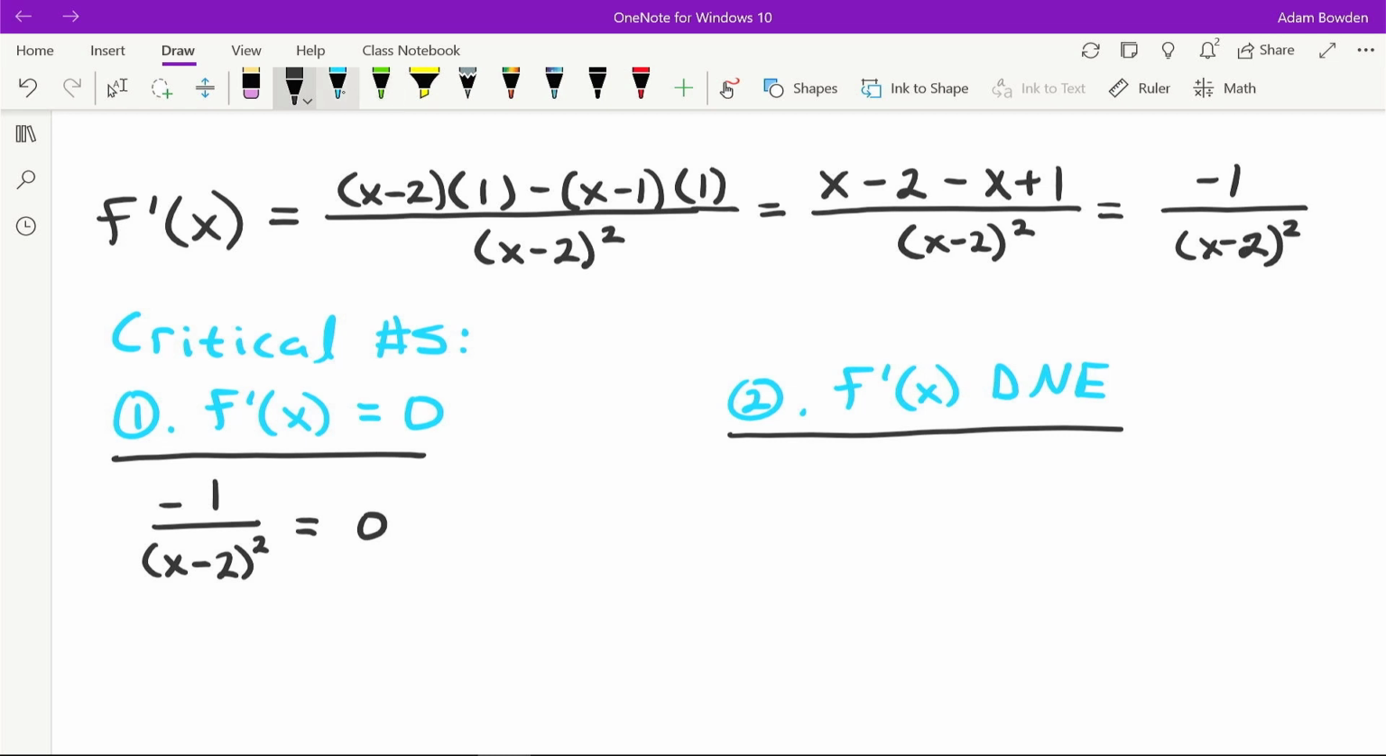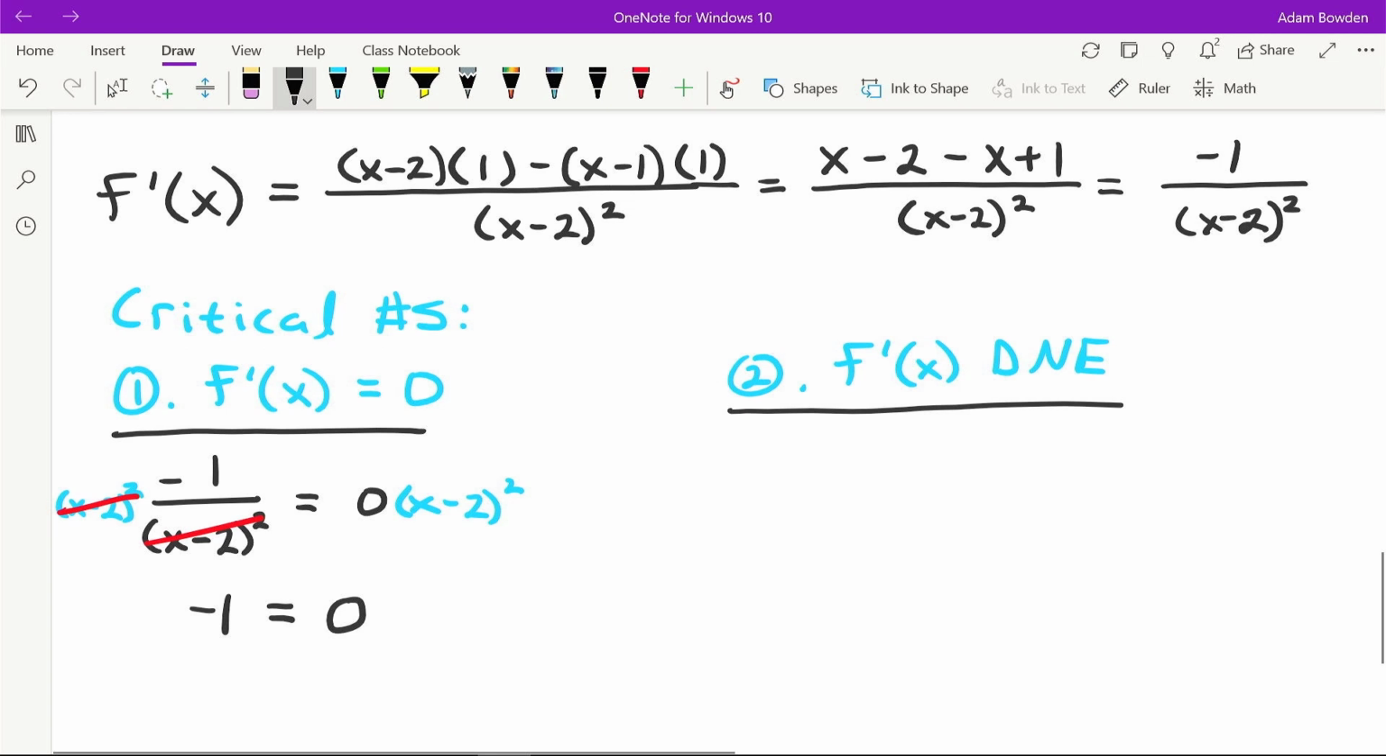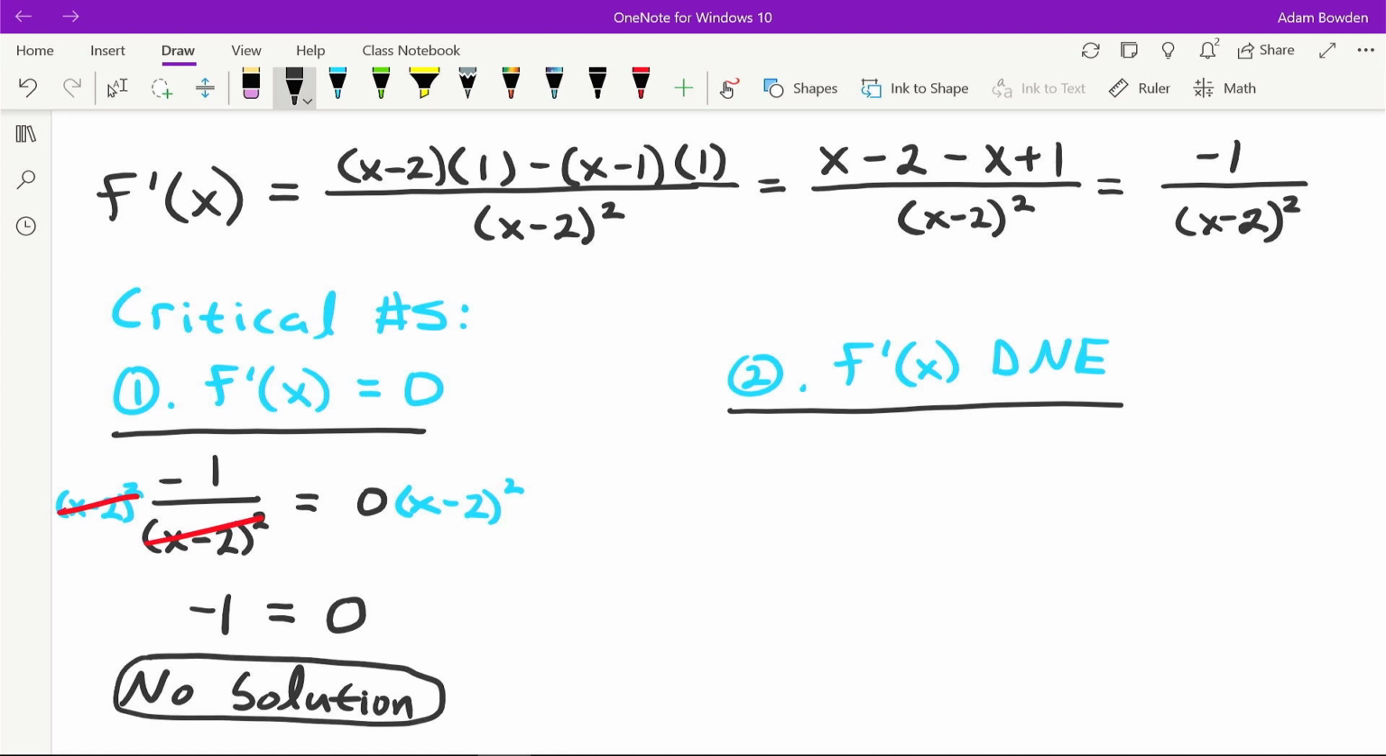Which I did something similar a second ago when I did the intercepts. I multiplied both sides by the denominator and got rid of it. Let's do that here also. Now, a different thing happens here because the only thing on top is negative 1, and that would make it look like negative 1 equals 0. Well, it doesn't really solve, so that's kind of a dead end as far as solving here. No solution trying to solve it here. So no values will make the derivative equal to 0.